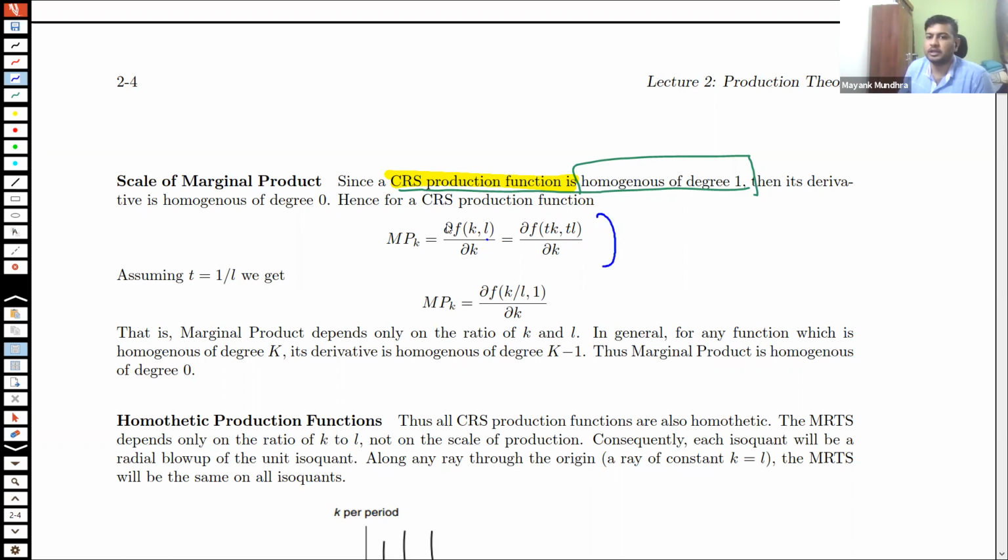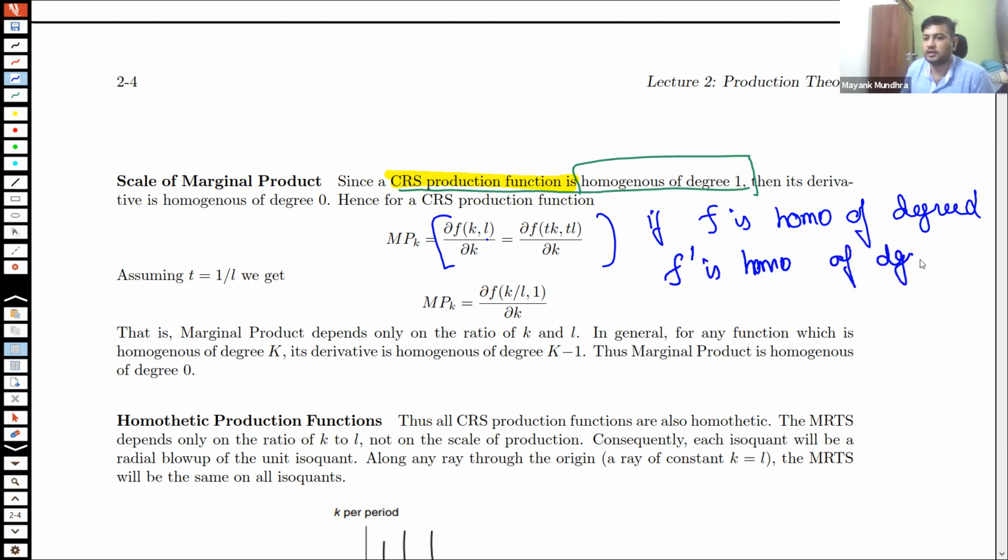This property comes from the fact that if F is homogeneous of degree alpha, then F prime is homogeneous of degree alpha minus 1. This is the property of homogeneous functions: if you differentiate a homogeneous function of degree alpha, you get a homogeneous function of degree alpha minus 1. So in this case, in the second part, you assume that t is equal to 1 by L. So what we get is that marginal productivity of capital is del F by del K at K by L comma 1. So it's just a function of K by L.